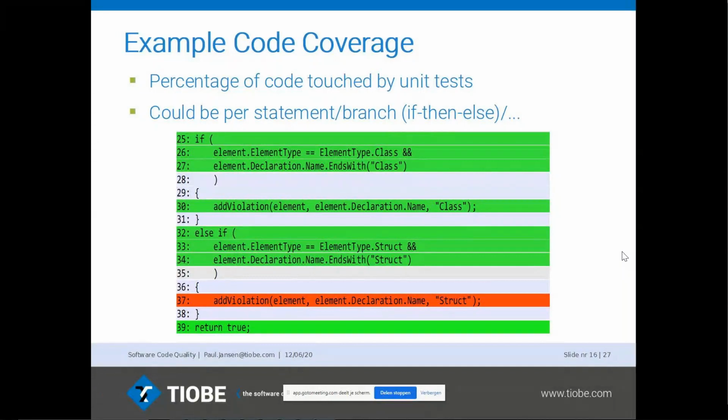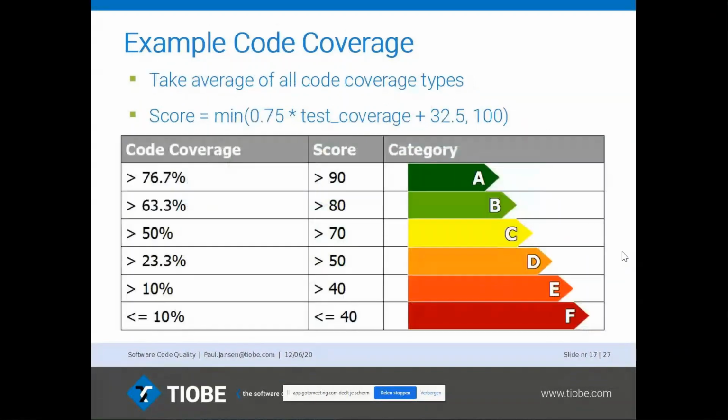And then of course the question is, what is good and what is bad? We looked at literature, we discussed it with our customers, and we came up with the following. So we have defined here a formula. We take the average of all code coverage types, as I said, except for function coverage. And we take this formula as a qualification. So here at the left, you see the score. If you have less than 10% code coverage, you score less than 40 in our system.